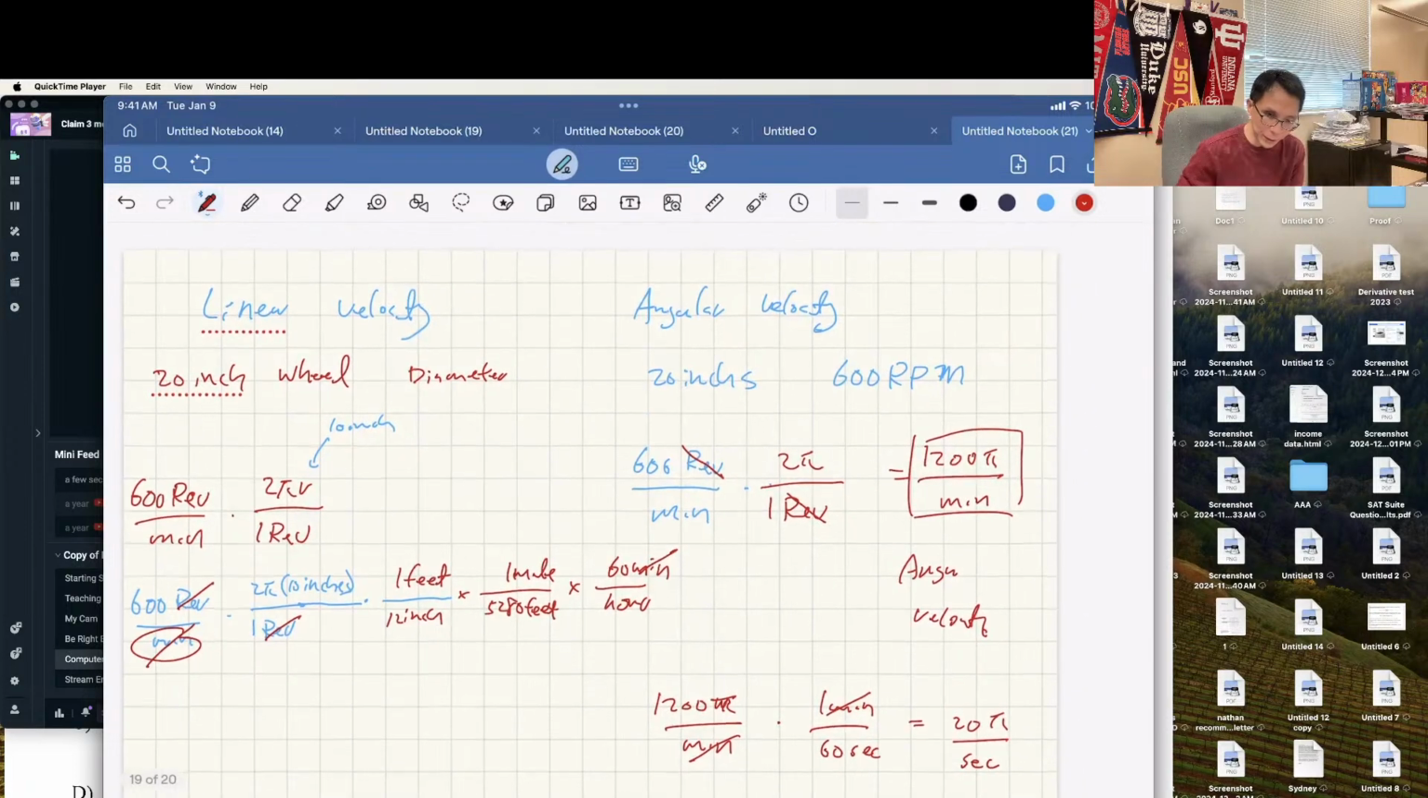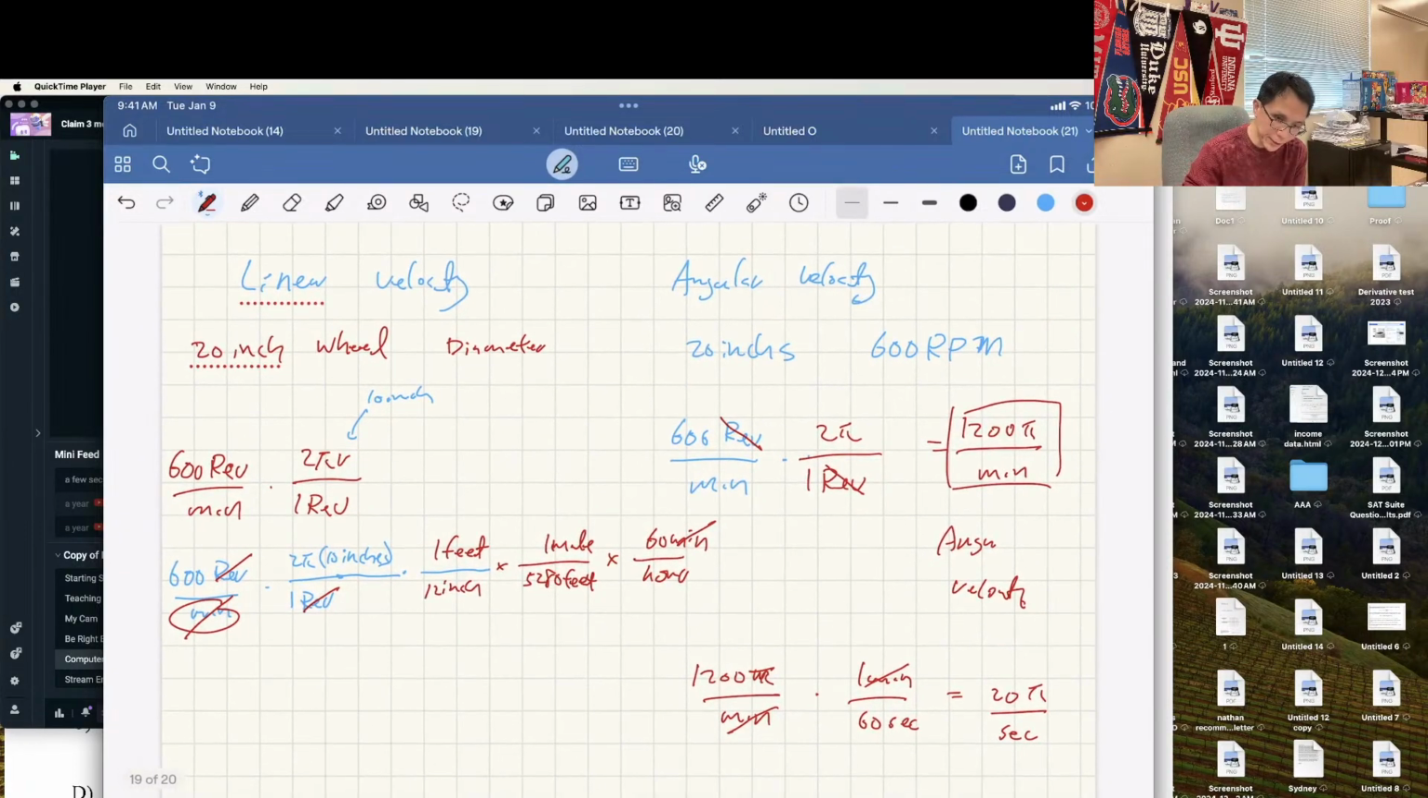So I'm going to repeat again, for those of you who are here. Angular velocity, so that way you're not confusing. Angular velocity is how fast the wheel spins. I can spin how many rotations per minute.